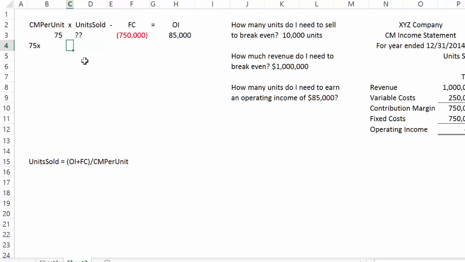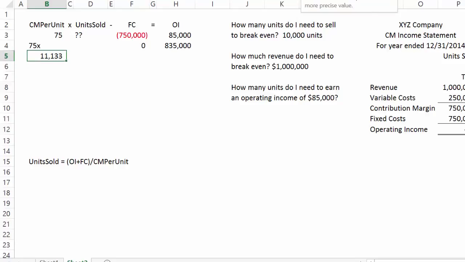So this will be 0, right? Fixed cost plus 85,000 plus 750,000. So 835,000. 75x equals 835,000. So if I take 835,000 and I divide it by 75, I get 11,133. Now I wonder if there's actually pieces of this, right?